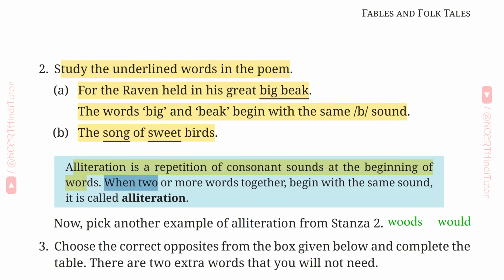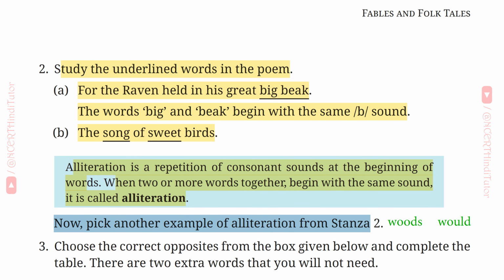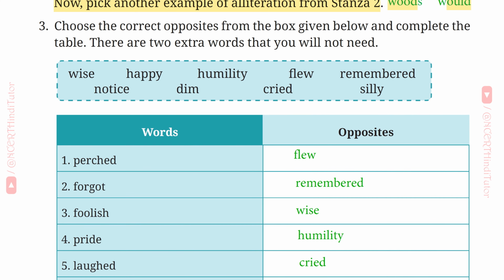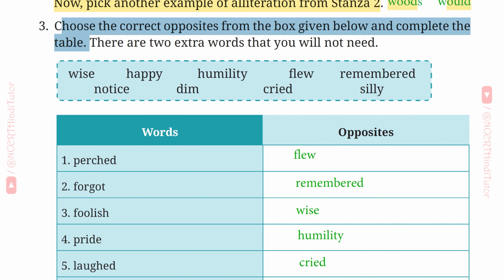When two or more words together begin with the same sound, it is called alliteration. Now, pick another example of alliteration from stanza 2. Answer: woods, wood. Third, choose the correct opposites from the box given below and complete the table. There are two extra words that you will not need. First column words and second column opposites.